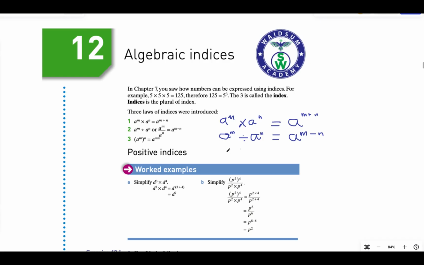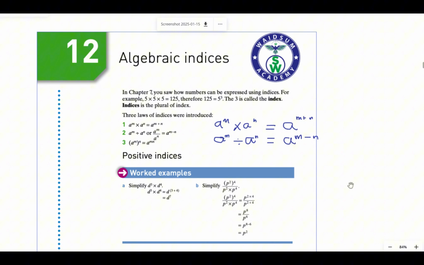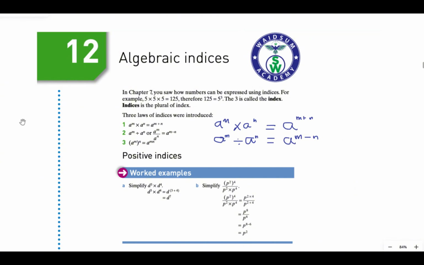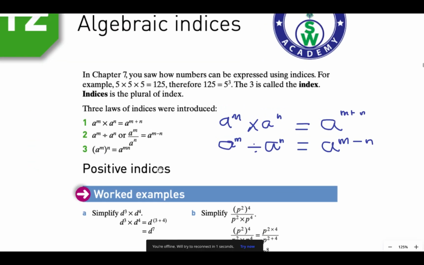And when we have only one base, for example, a to the power of m, in brackets, raised to the power n, you see there's one power inside and one power outside. When you have a power inside and a power outside, you just multiply the powers. You say a to the power of m times n, and you get a raised to the power mn. Is that okay?